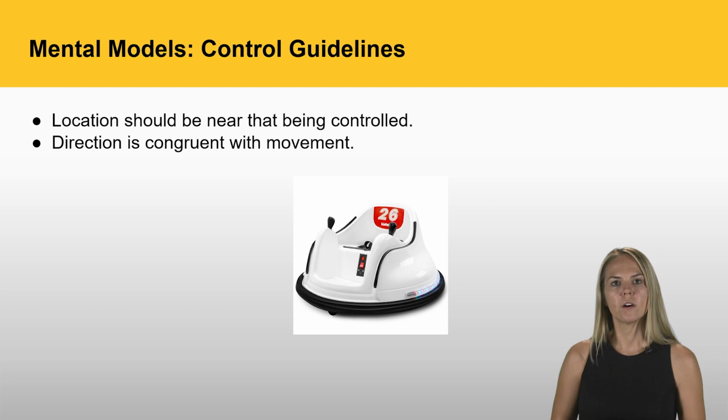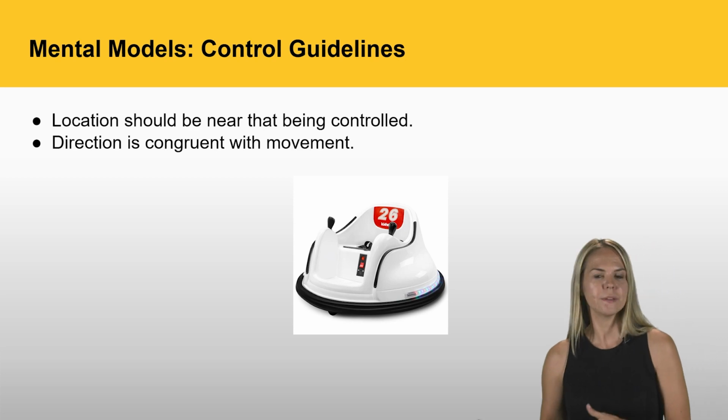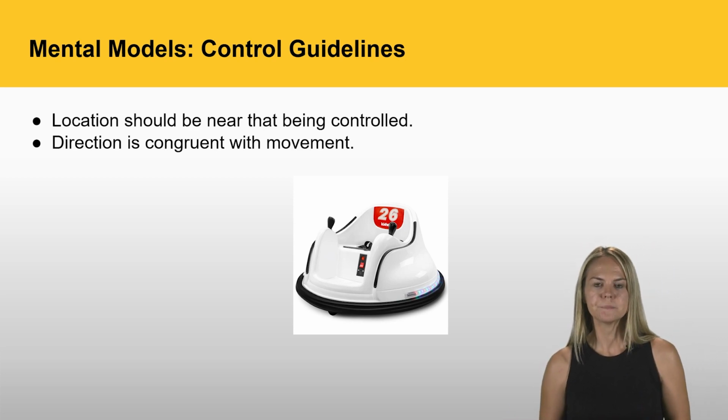Mental models: we want to always match the user to how they think it should be controlled and designed. So location should be near that being controlled. That sounds a lot like proximity. And the direction is congruent with movement.